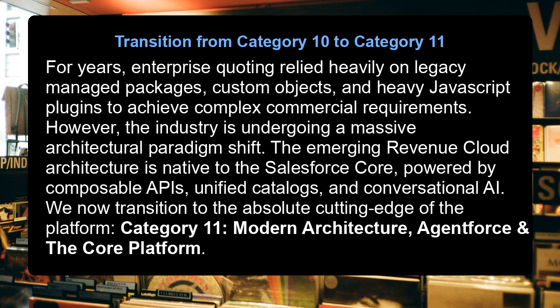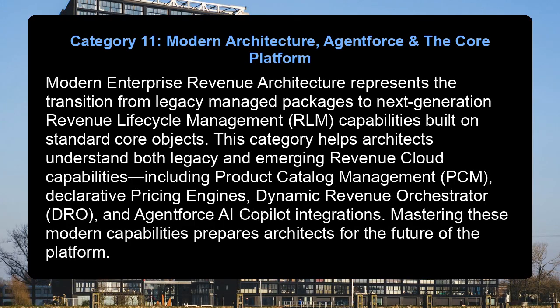Category 11. Modern Architecture, Agentforce, and the Core Platform. Modern enterprise revenue architecture represents the transition from legacy managed packages to next-generation revenue lifecycle management (RLM) capabilities built on standard core objects. This category helps architects understand both legacy and emerging Revenue Cloud capabilities, including Product Catalog Management (PCM), declarative pricing engines, Dynamic Revenue Orchestrator (DRO), and Agentforce AI Copilot integrations. Mastering these modern capabilities prepares architects for the future of the platform.